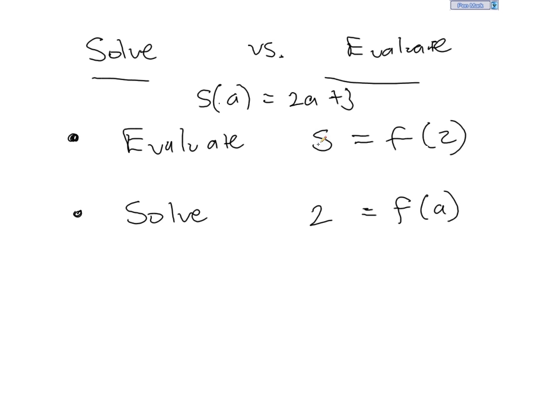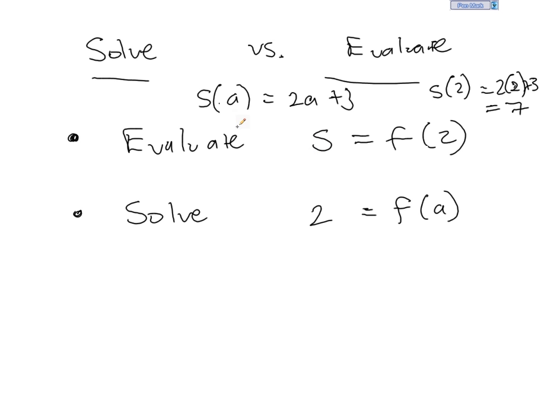Well, to find s as a function of an input of 2, we would just put in 2 for the input, do 2 times 2 plus 3, and we would get 7. So that's evaluating. We didn't have to solve anything or move anything around.